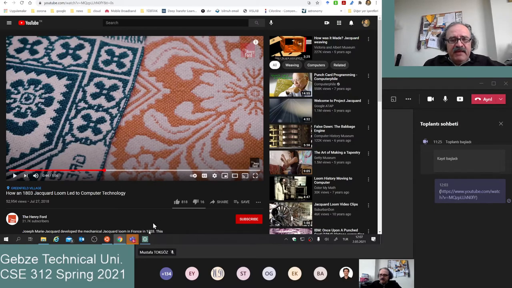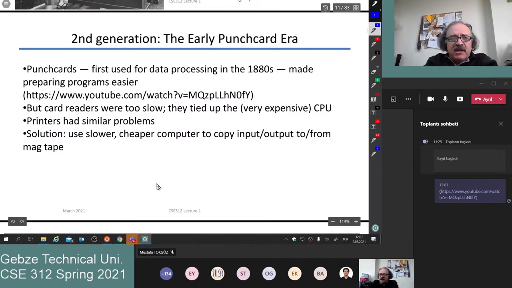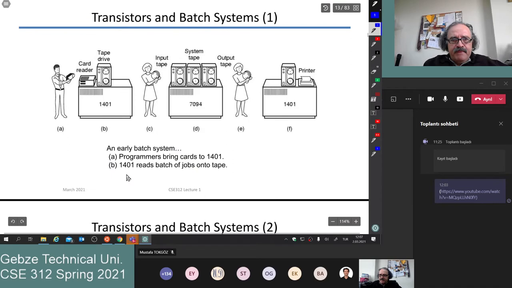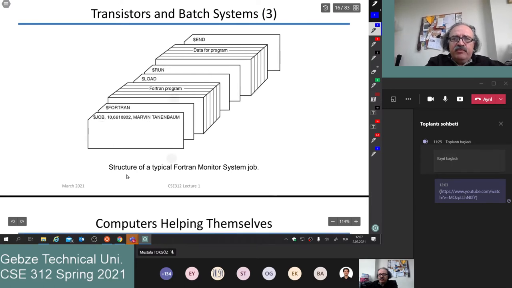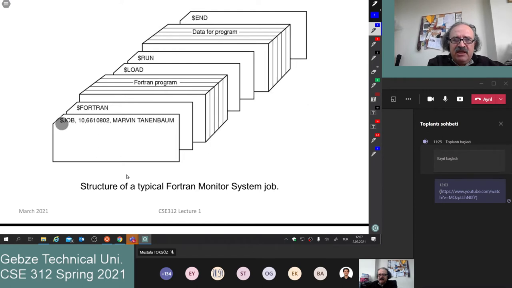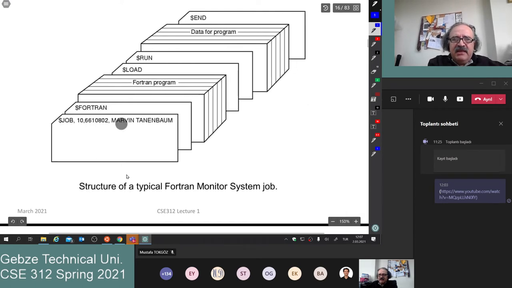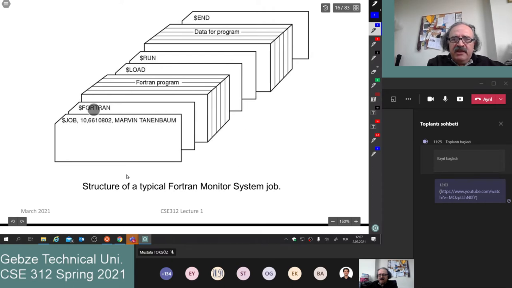Okay, so people went back and said that we are going to use punch cards to input data and the programs to the computer. So there is a card reader, and you write your programs. Let me show you the program. Okay, this is your program deck. Each one is a card. At the beginning, you put this number there. You say that this is my job, job number is this, and this is my name. I want the Fortran compiler.